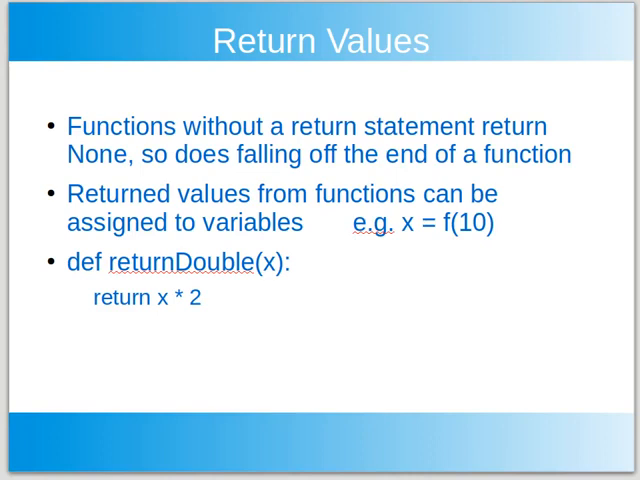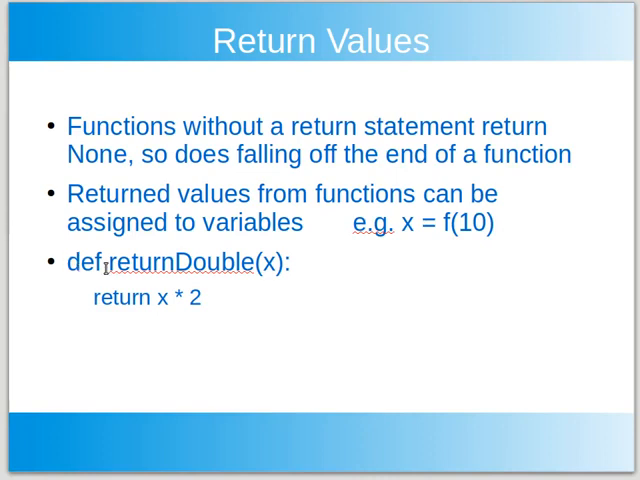Return values. Functions without a return statement return None. So does falling off the end of the function. So if you happen to reach the end of the function after you call it without reaching a return statement, it will return None by default. Returned values from functions can be assigned to variables, such as x receives whatever f of 10 returns.